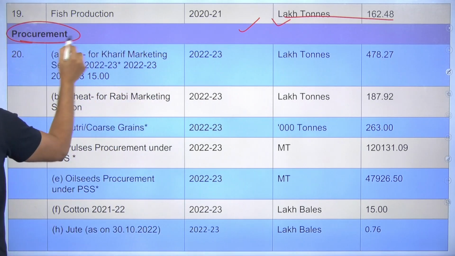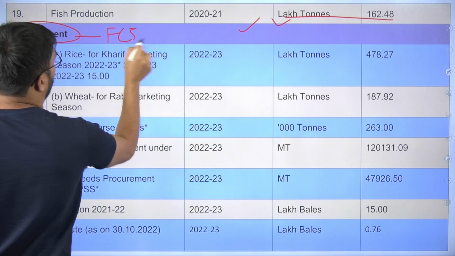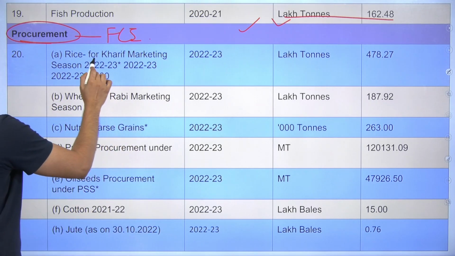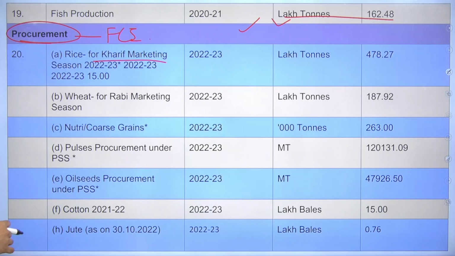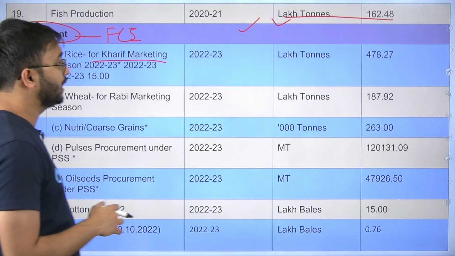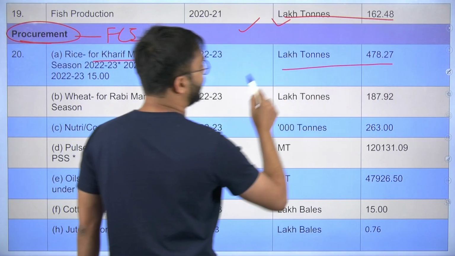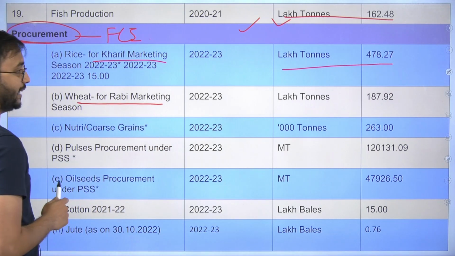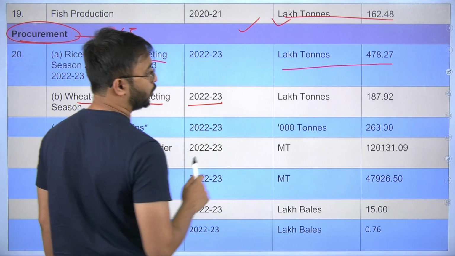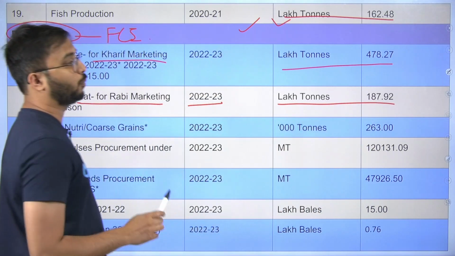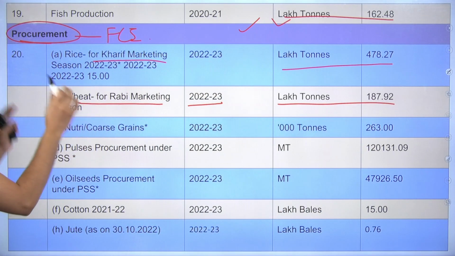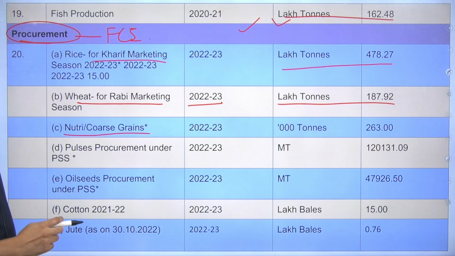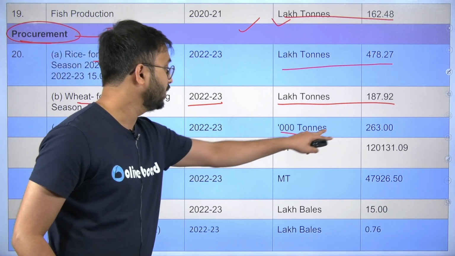Then overall procurement. This procurement is nothing but what is given to the PDS system by FCI. Rice from the Kharif marketing season in the year 2022-2023 was 478.27 lakh tons. Wheat for the Rabi marketing season, again the year 2022-2023, is 187.92 lakh tons. Here we are talking about only 1 year. Nutri coarse grains, if we see, is 263 thousand tons.